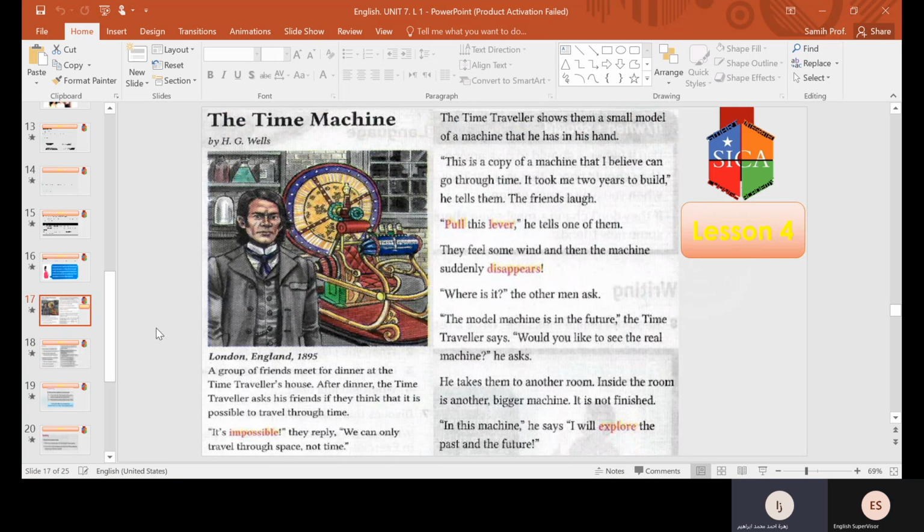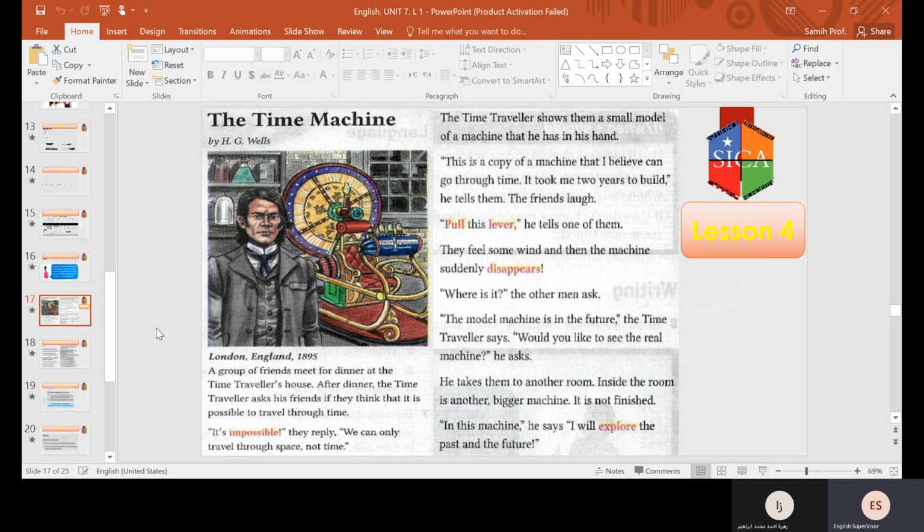Do you know the meaning of the word impossible? In English. Impossible, what does it mean? In English, of course. Impossible, hard to do or hard to happen. Okay. It's impossible. I mean, it's something we cannot achieve. Something that is very hard.